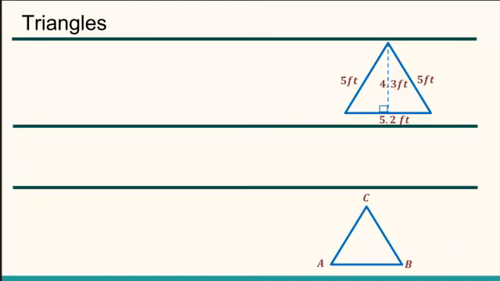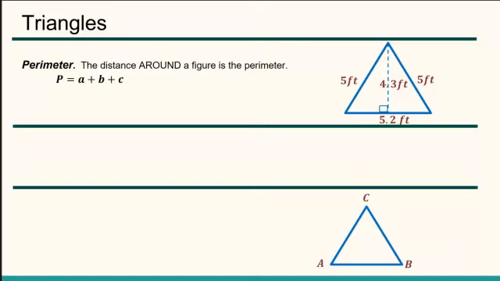All right, so let's do a few examples. We're going to find the distance around a figure. So I have a triangle here. One of the sides is 5 feet. The next side is 5.2 feet, and the remaining side is 5 feet. The height of this triangle is 4.3 feet. If I were to find the perimeter, it would just be walking around this triangle, adding up 5 plus 5.2 plus 5, and I would get that the perimeter equals 15.2 feet.